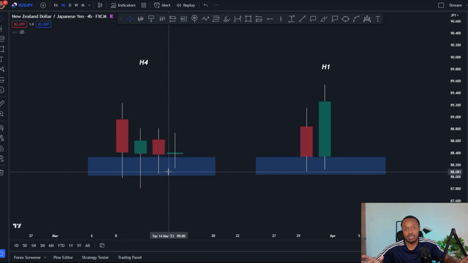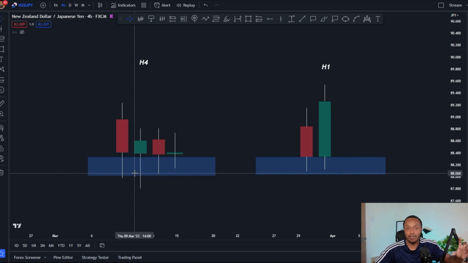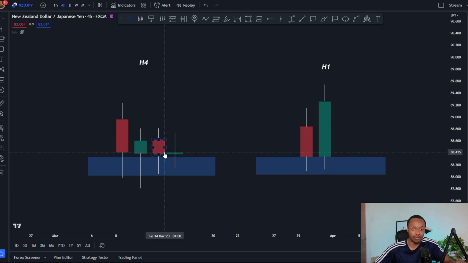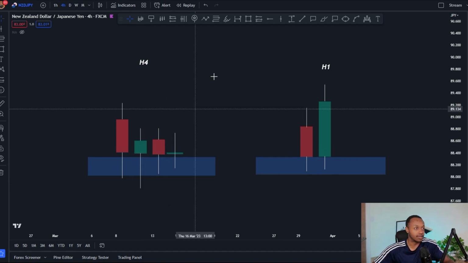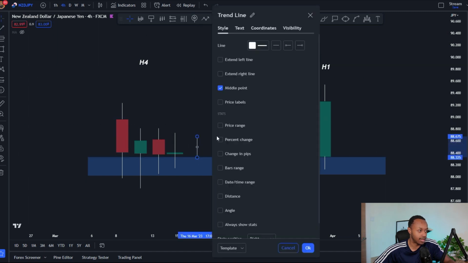It doesn't have to be every single one, but you just want to see some exaggeration with the wicks, inability for the market to break through, and it pulls back and closes above the level. That's the key thing you want to be utilizing. You don't want to see a wick that forms like this, which just about tests the level.